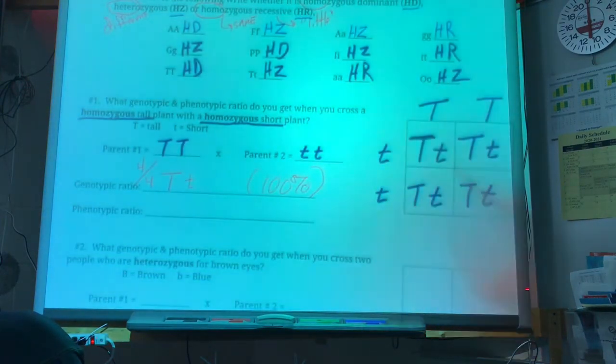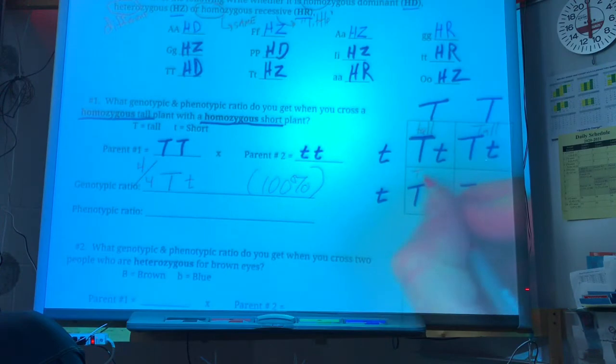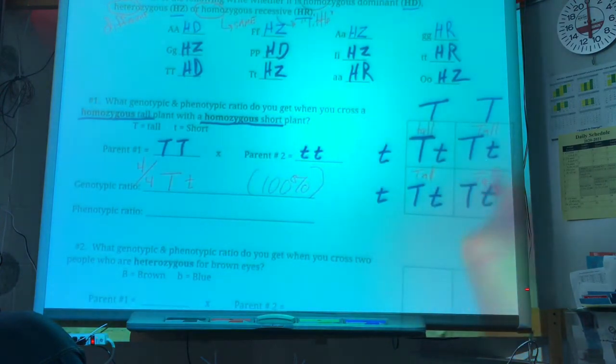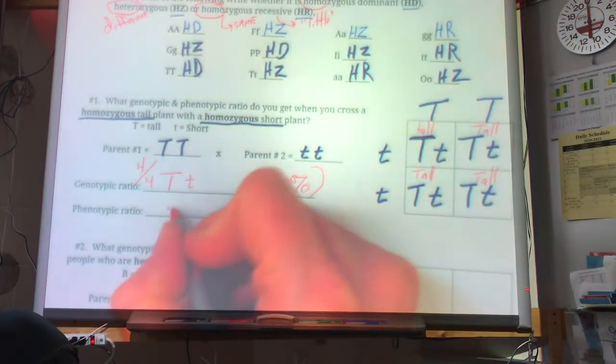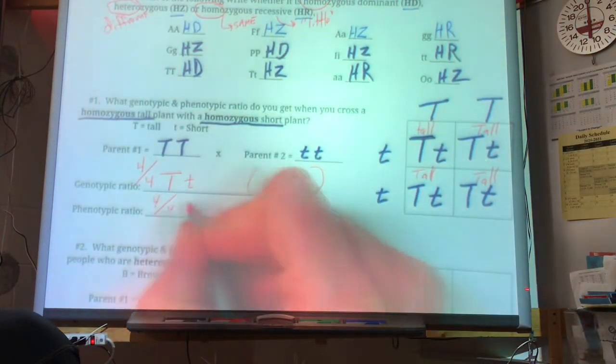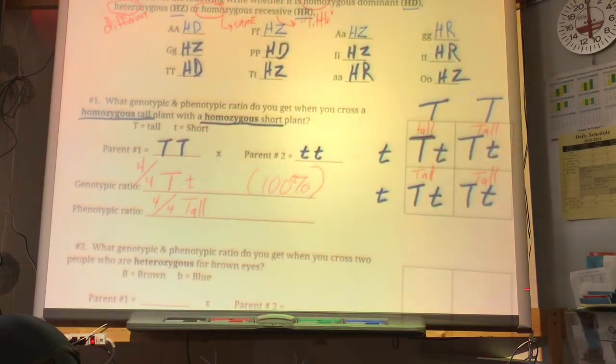Phenotype: what are they physically going to look like? Well, this plant has a big T, so that one's going to be tall. This one has a big T, so it's going to be tall. This one has a big T, so it's going to be tall. This one has a big T, so it's going to be tall. So out of the 4 boxes, 4 out of 4 end up being a tall plant.